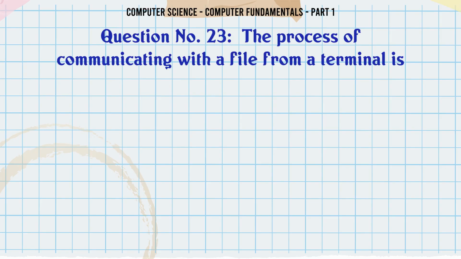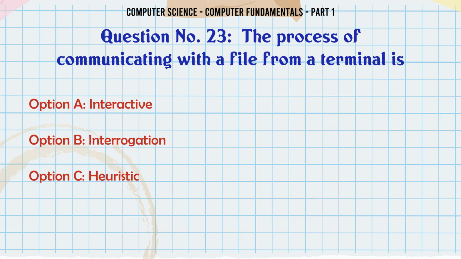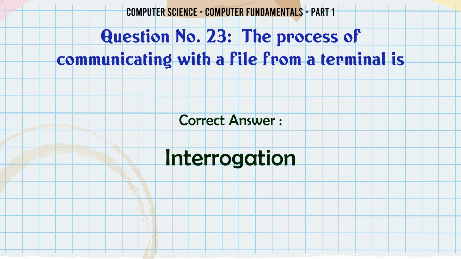The process of communicating with a file from a terminal is A. Interactive. B. Interrogation. C. Heuristic. D. All of the above. The correct answer is interrogation.